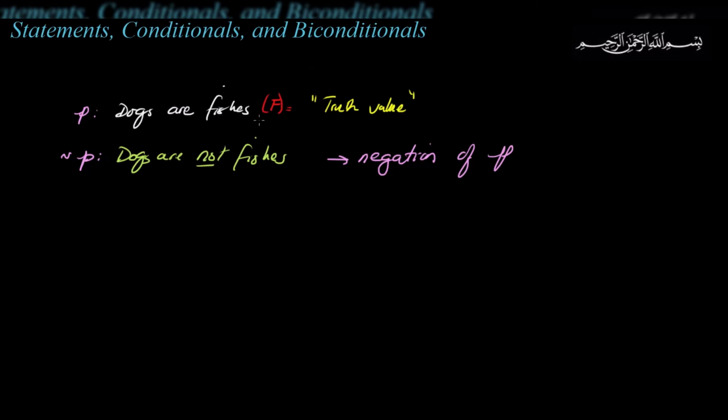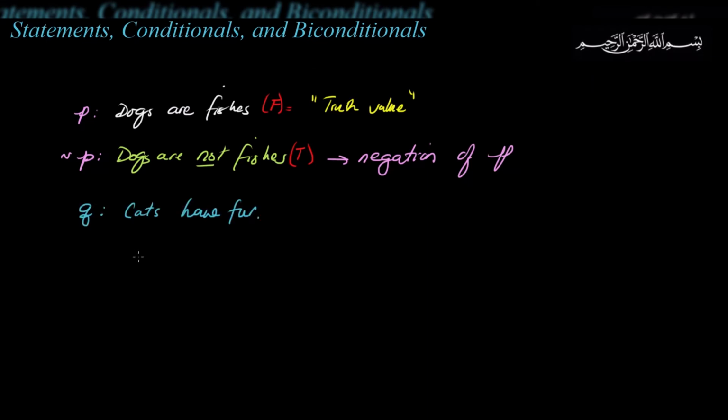Now, if you notice, dogs are fishes was a false statement. And the negation of this particular statement, dogs are not fishes, is a true statement. And that's always the case. That is, if a statement is false, its negation will be true. And if the statement is true, its negation will be false. So a statement and its negation are related in opposite fashion like this.